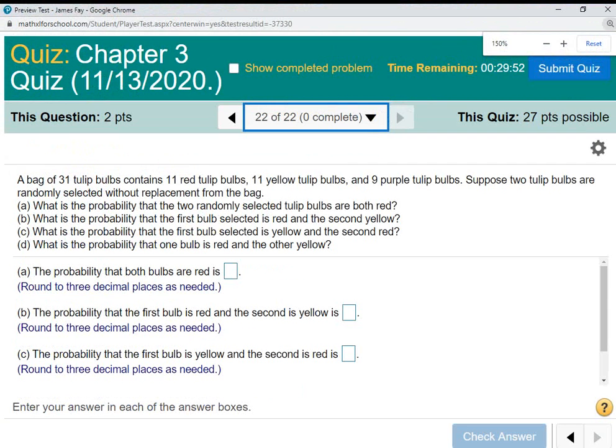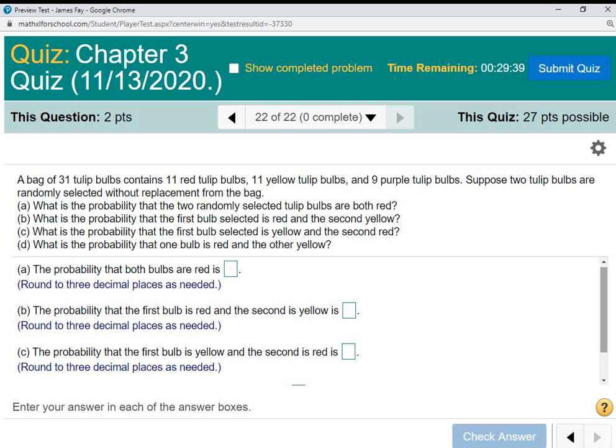All right, so it says a bag of 31 tulip bulbs contain 11 red, 11 yellow, and 9 purple. So suppose two tulip bulbs are randomly selected without replacement from the bag. So without replacement, so they're staying out. So are these independent or dependent? Dependent, okay.